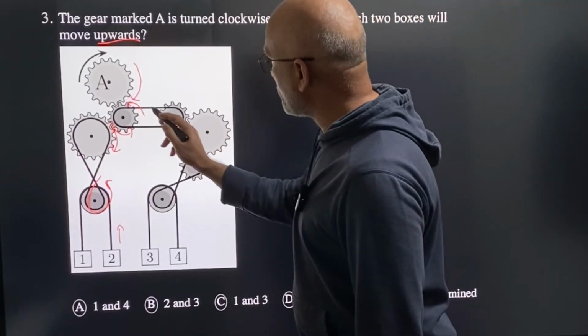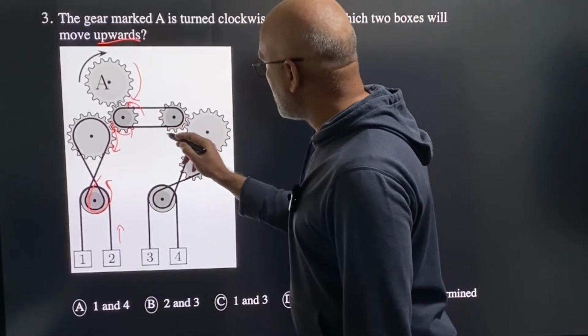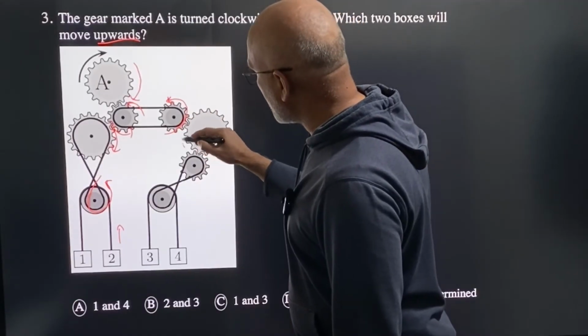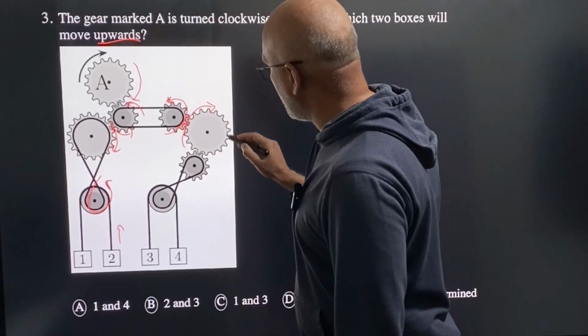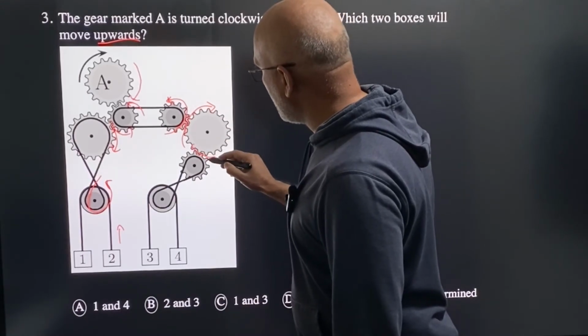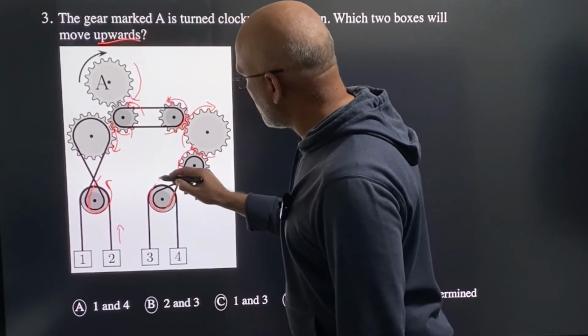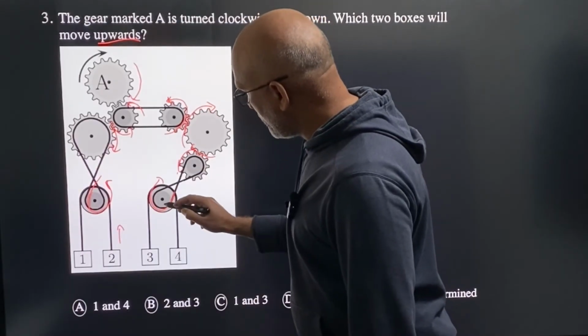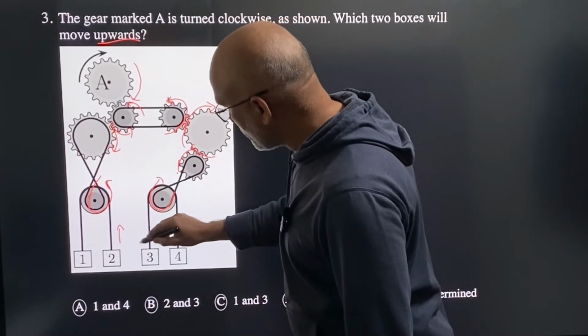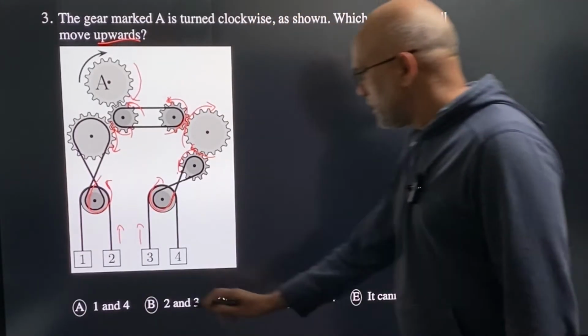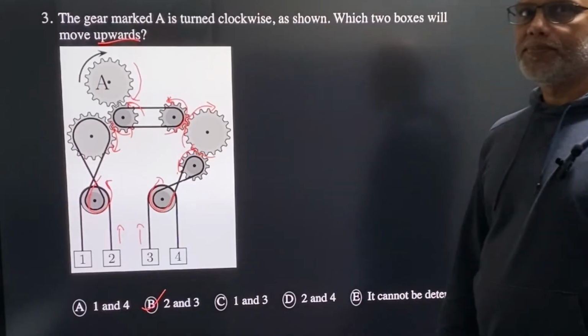Now when this is going to move like this, this is going to move this way, right? So they're connected together, so this is going to move this way, this is going to move this way, so this is going to move this way. So when this is moving up, 3 is going to move up. So then B is the correct choice.